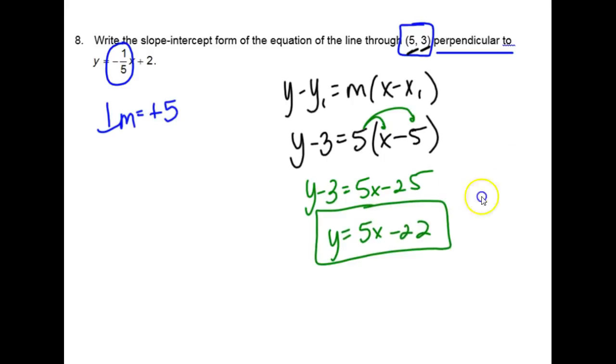There are other ways to get to that point, and since it's multiple choice, you can kind of deduce your way to the right answer.